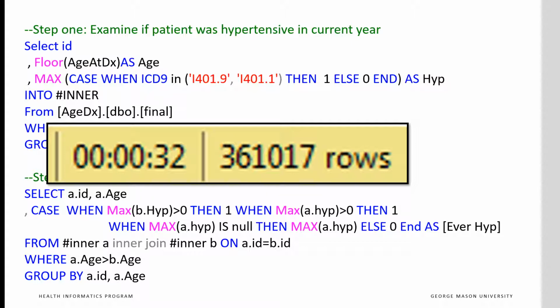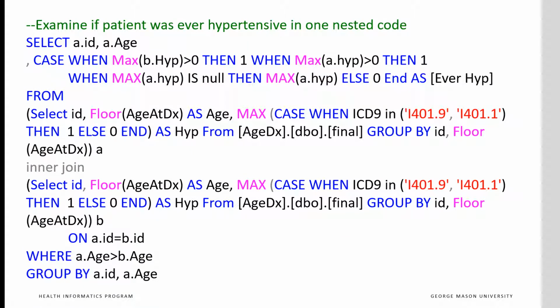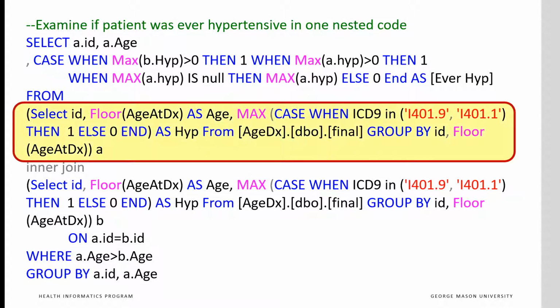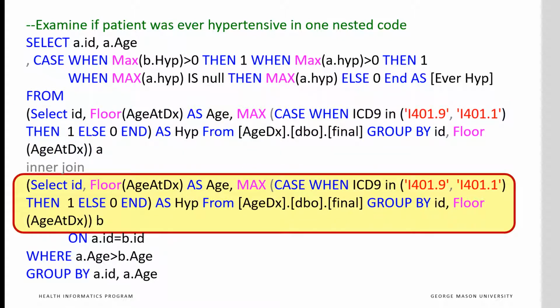Now we will see how the nested query looks and how long it will take to do the same analysis. The nested query puts the first step into the second step and creates one query. The first step used to put the data into a temporary file called #inner. Now the same code shows up here, but now inside the parentheses. As before, we have assigned the alias A. The same file is also repeated with alias B and joined to itself.